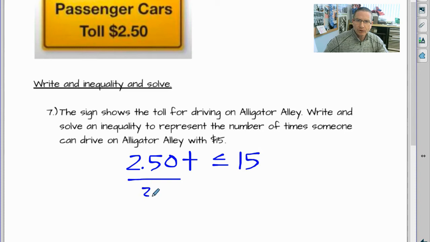So we're going to divide by the 2.50. And the most trips we can make, it looks like, so this would be 5. If I doubled it, that would be 3. So it looks like 6 times is the maximum. So T would be less than or equal to 6 trips with that $15.